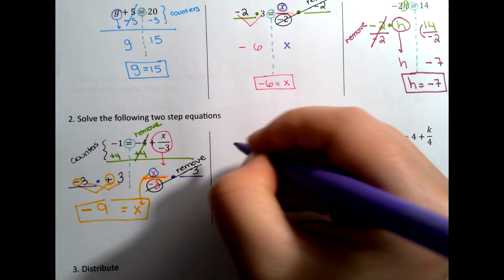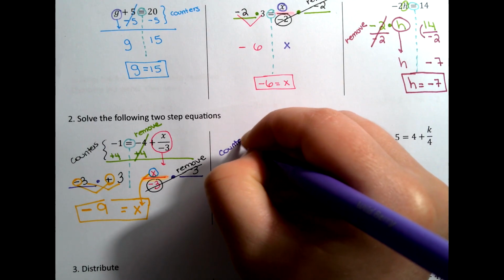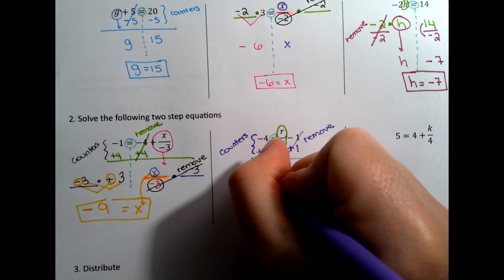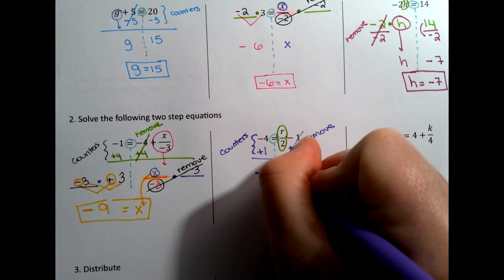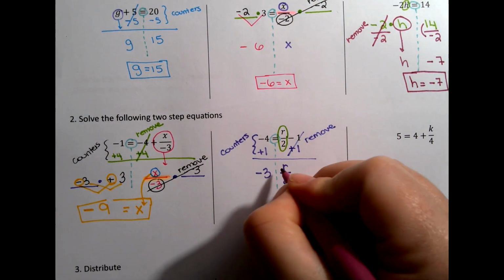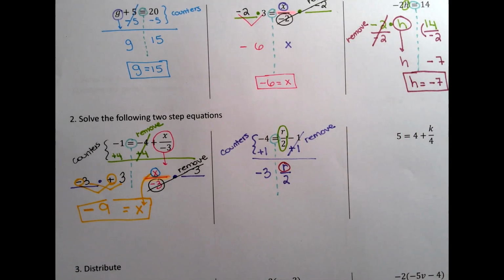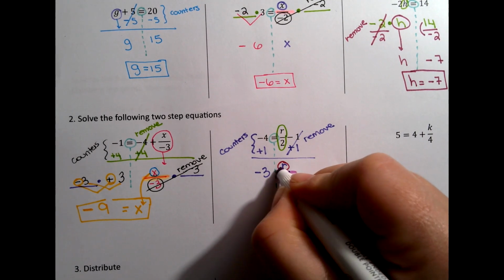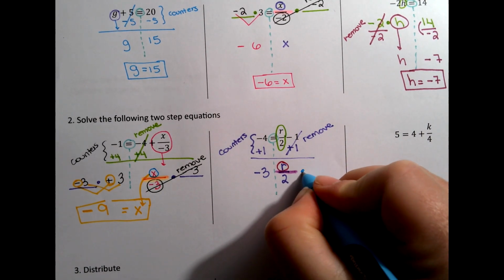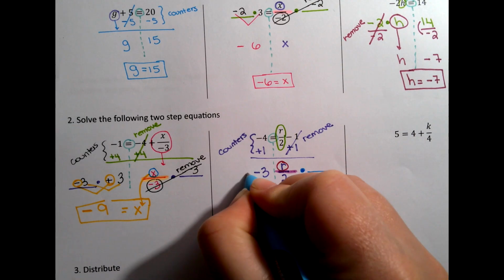Here, our task is to use counters to add and subtract. 4 minuses, 1 positive gives me a negative 4. Bring down the r over 2. Now remember, we're not done. We need to get r by itself. Right now, r is attached to this division bar. In order to remove the division bar, we're going to be writing in a times symbol and a line on both sides.